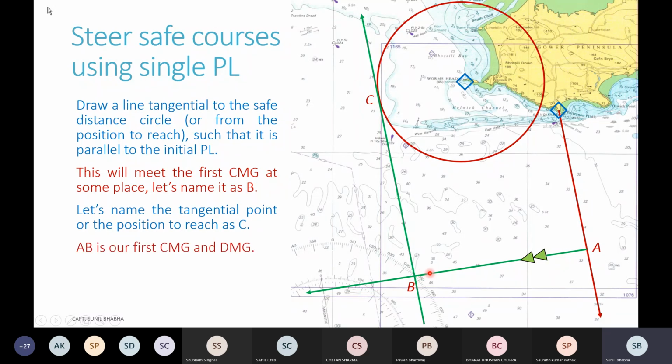Now this line AB, which you see on the chart now, Alpha Bravo, is our first course made good and our first distance made good. So our first course made good should be in this particular direction, and the distance made good on our first course should be distance AB, Alpha Bravo.